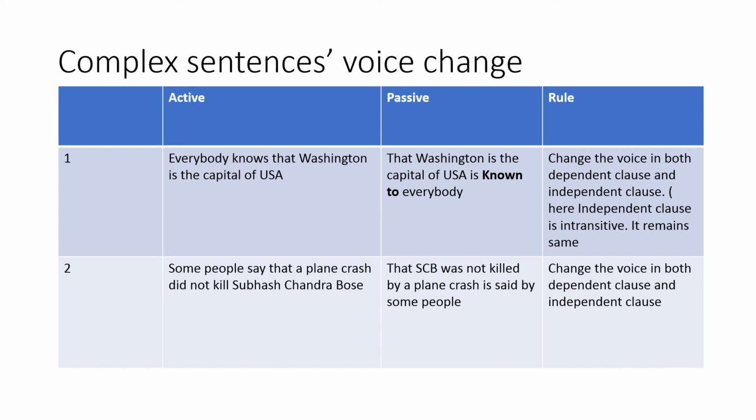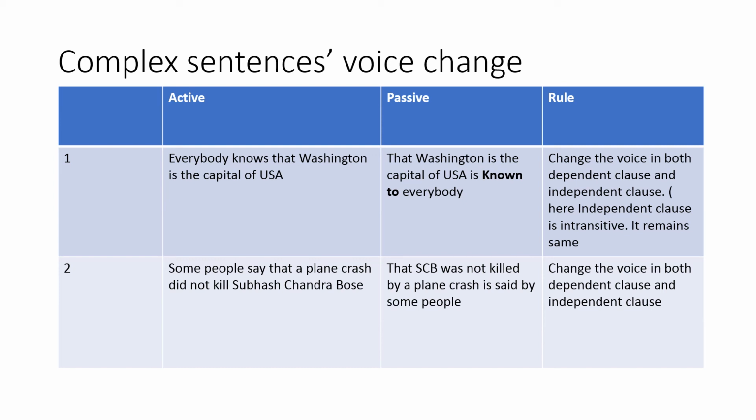So if you see, there are two clauses. "Everybody knows" is the independent clause, and "that Washington is the capital of USA" is the dependent clause. And its passive form will be: that Washington is the capital of USA is known to everybody. So I have changed both the clauses.